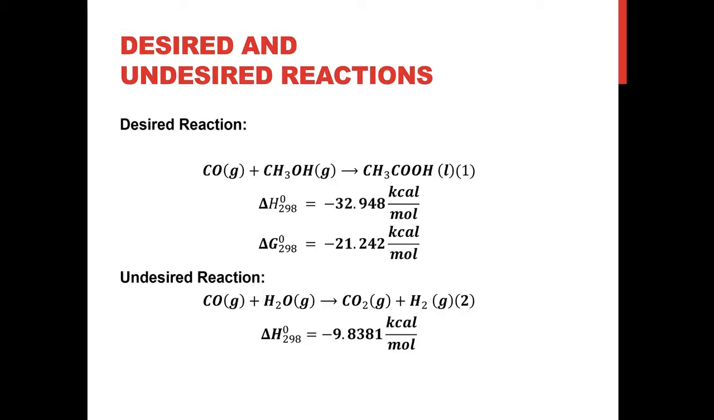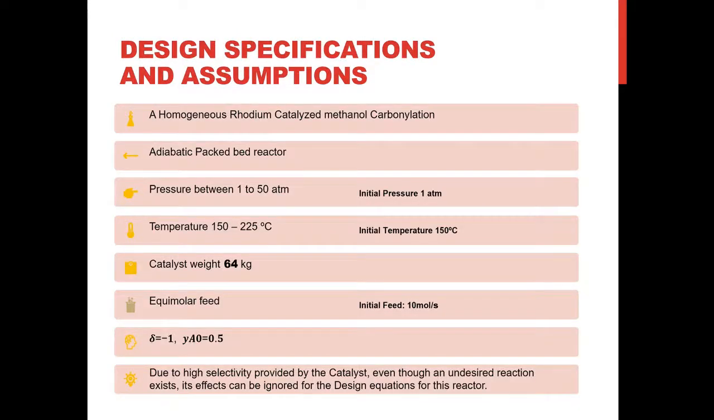There is an undesired reaction we must take into account, namely the reaction between carbon monoxide and water, producing carbon dioxide and hydrogen gas. The standard heat of reaction of this undesired reaction was calculated using a relationship found in Perry's Chemical Engineer's Handbook. As part of the design process, some specifications and assumptions had to be made.